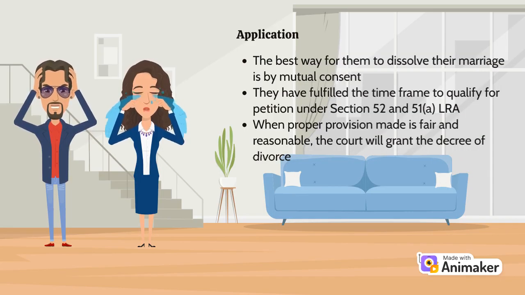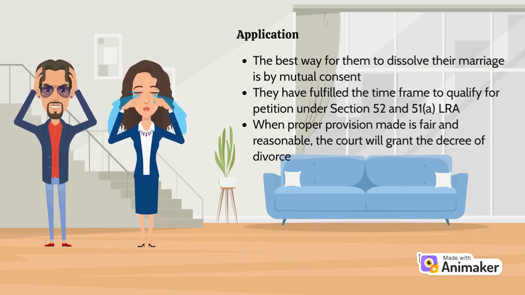To apply this case, there are three ways of obtaining a divorce under the LRA, which are divorce by conversion to Islam, divorce by mutual consent, and divorce by way of breakdown of the marriage. Based on the facts of the case, the best way of obtaining divorce is through divorce by mutual consent. Raj and Sheila have been married for more than 2 years, so they fulfill the time frame to qualify for a petition under Sections 52 and 50 Clause 1 of the LRA.